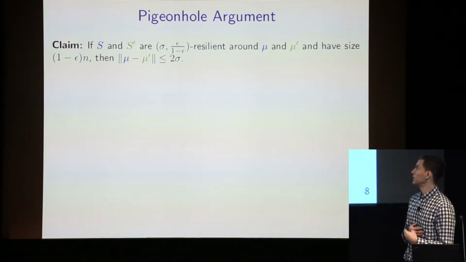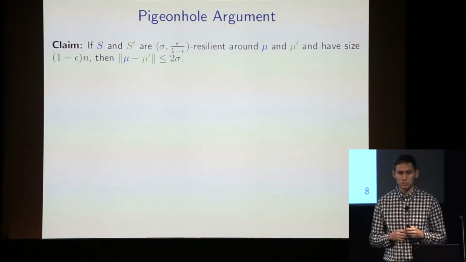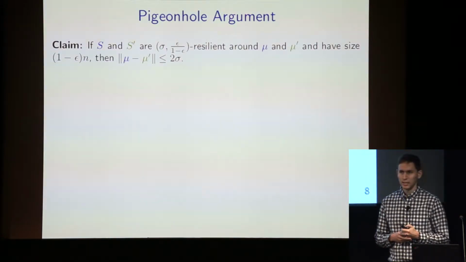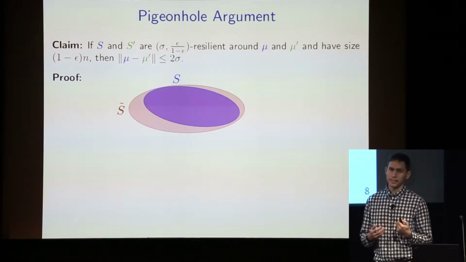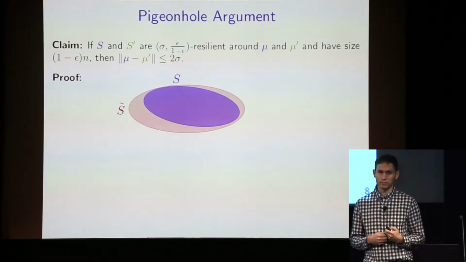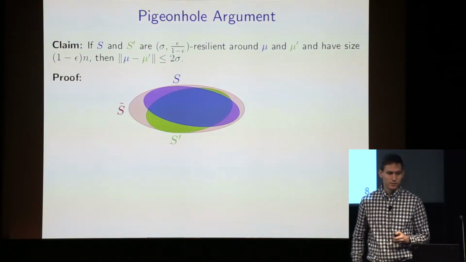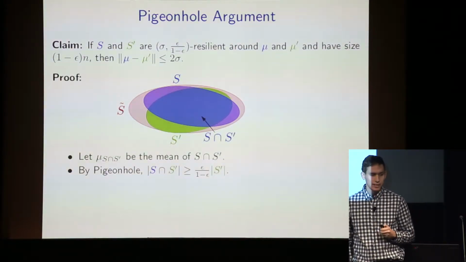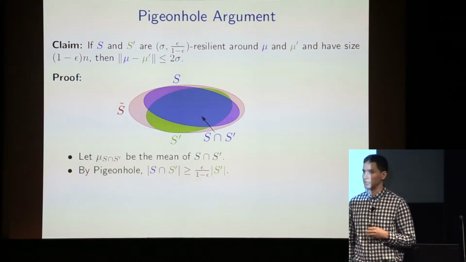So the basic claim is that if I have two sets, and they're both resilient around points mu and mu prime, and they're both large, then their means have to be close. So why is this? Well, we have our entire set S tilde, and we have S, which is some large subset of it, but S prime is also a large subset of it. So what are we going to do? We're going to look at the intersection, and in particular at the empirical mean of the points in the intersection.